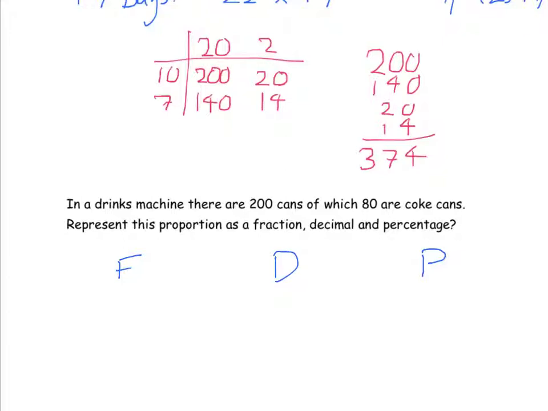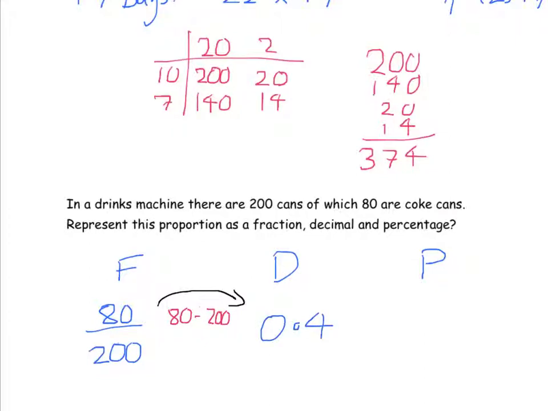So to write the number of Coca-Cola cans in this machine as a fraction, we need to think, how many Coca-Cola cans are there? Well, it's 80 out of how many cans are there altogether? Well, it's 200 cans altogether. So the fraction is 80 out of 200. Now to go from the fraction to the decimal, you need to either make this a fraction out of 100, or you do 80 divided by 200, which gives you 0.4. Then, to get from a decimal to a percentage, you times by 100, because it's 100%.